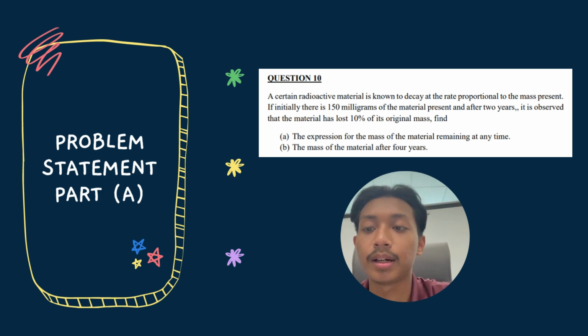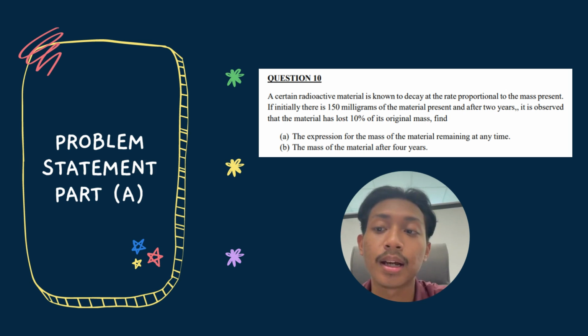Problem statement part A. A certain radioactive material is known to decay at a rate proportional to the mass present. If initially there is 150 mg of the material present and after 2 years it is observed that the material has lost 10% of its original mass. Find A, the expression for the mass of the material remaining at any time, and B, the mass of the material after 4 years.